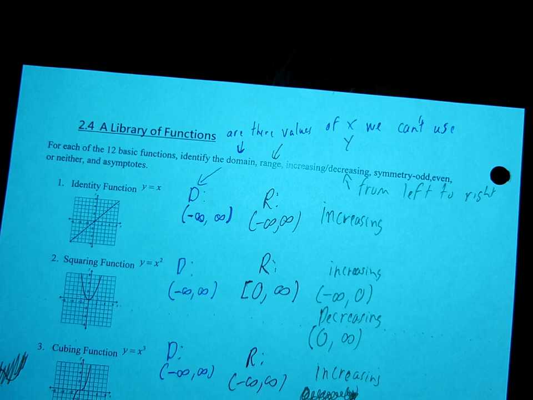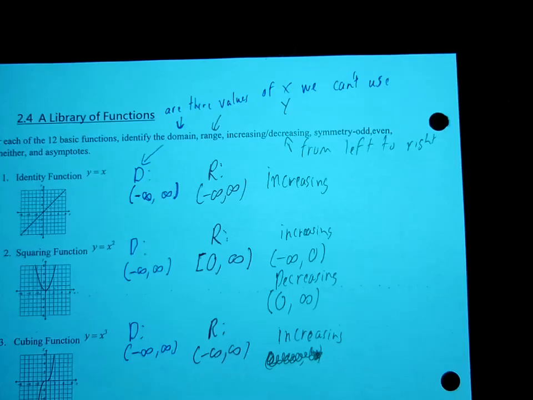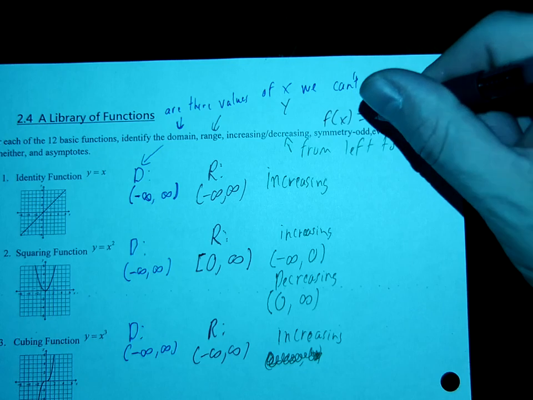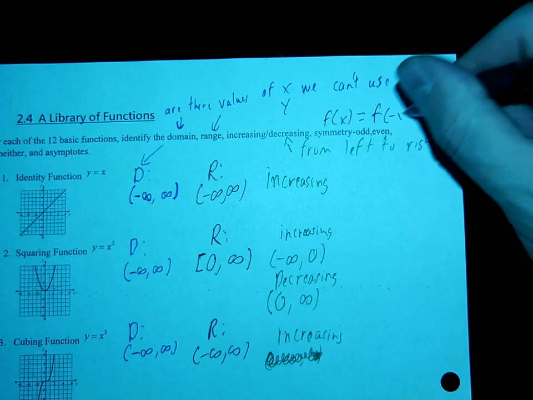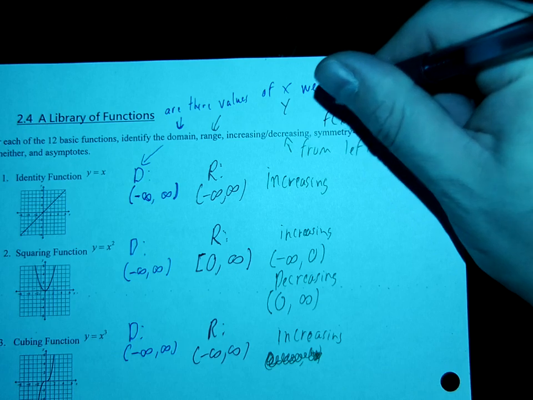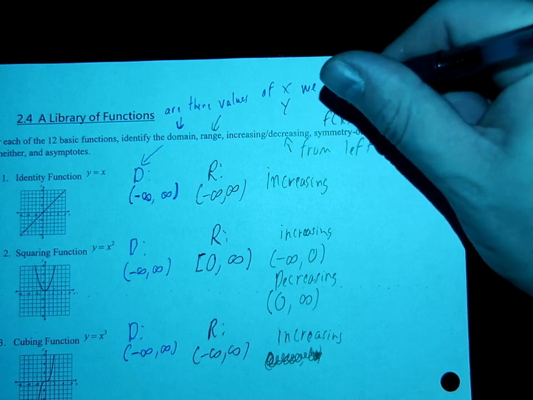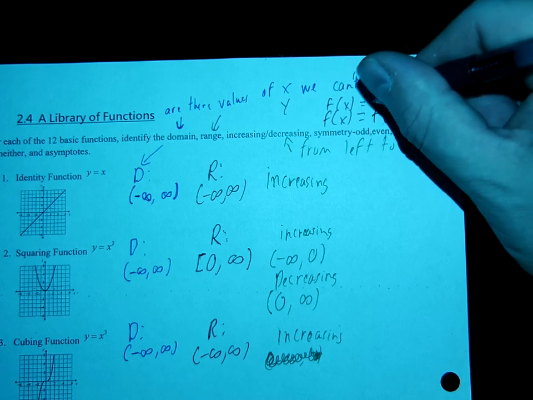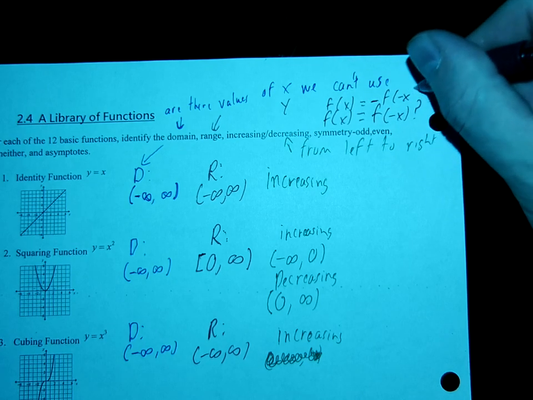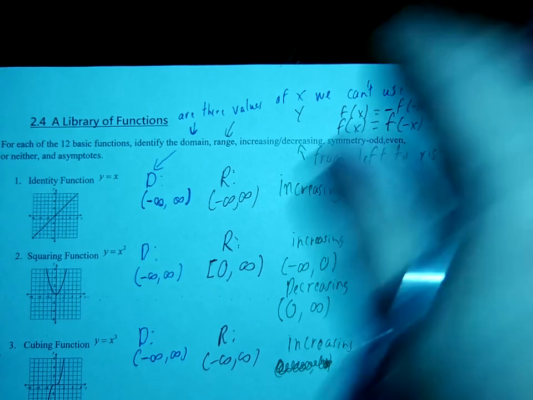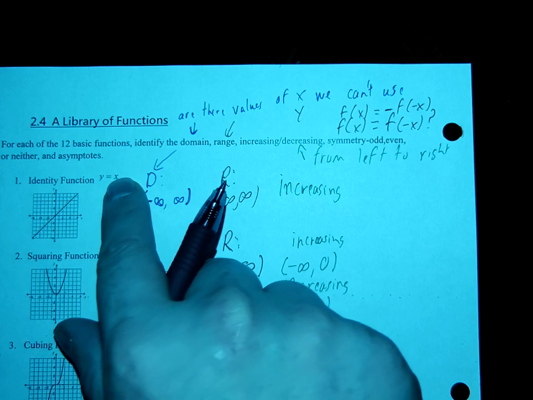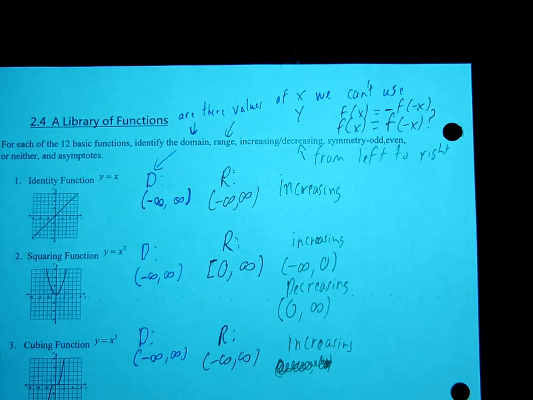Symmetry, odd or even. So remember, for an odd function, you would have f of x equal to f of negative x? Or is f of x equal to the opposite of f of negative x? So in other words, if you substitute a negative x in, is it the same function just with a negative sign in front of the variable? Or is it the same exact function? That's going to be odd and even.